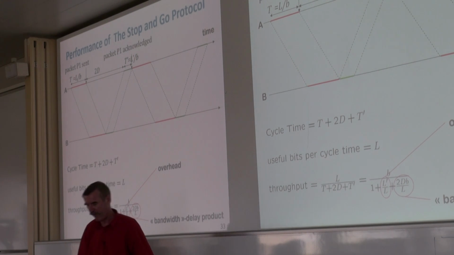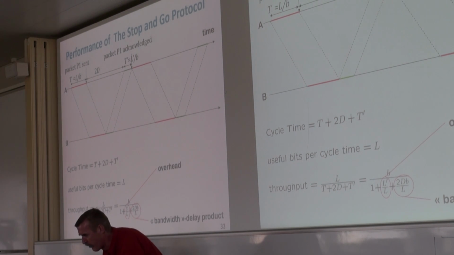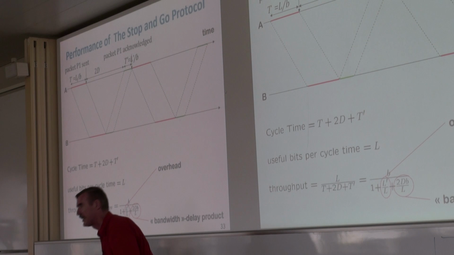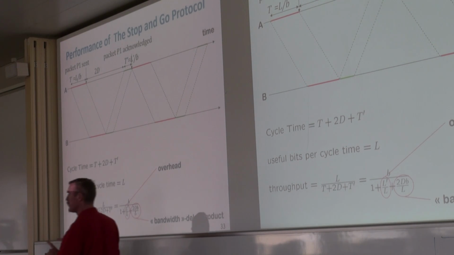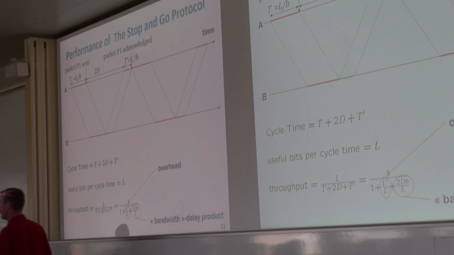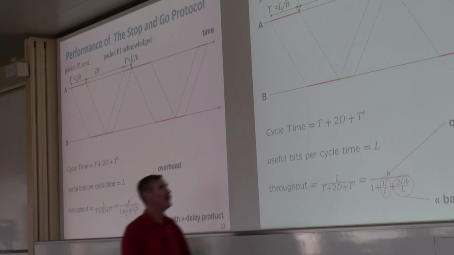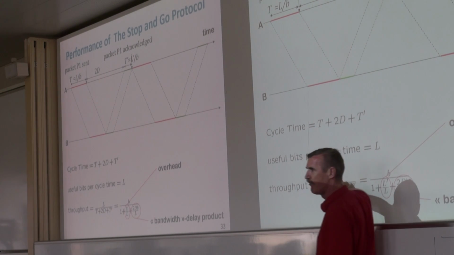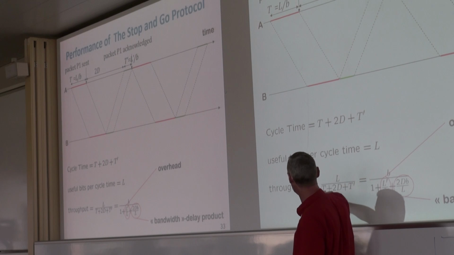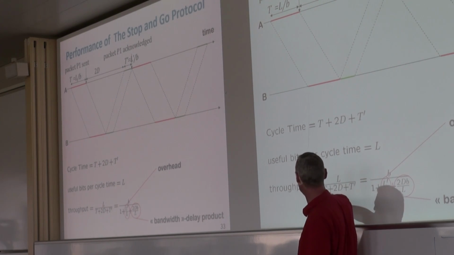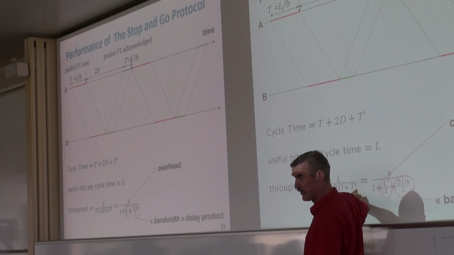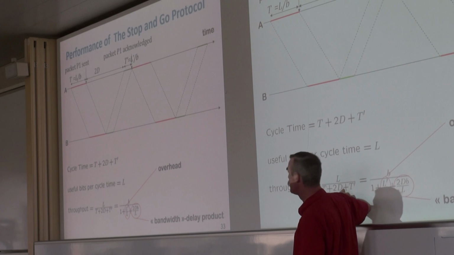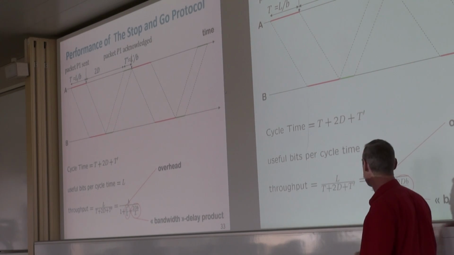So if we do the maths and we compute what is the throughput in bits per second of this protocol, in the best case, when there is no loss, if there are losses, things will get worse. But in the best case, when there is no loss, we can compute the throughput by simply seeing this formula. We see that there are cycles of time in which we send one packet of L bits, and the cycle has a duration equal to T, the time to transmit, plus T prime, the time to transmit the acknowledgement, plus 2 times the propagation time.